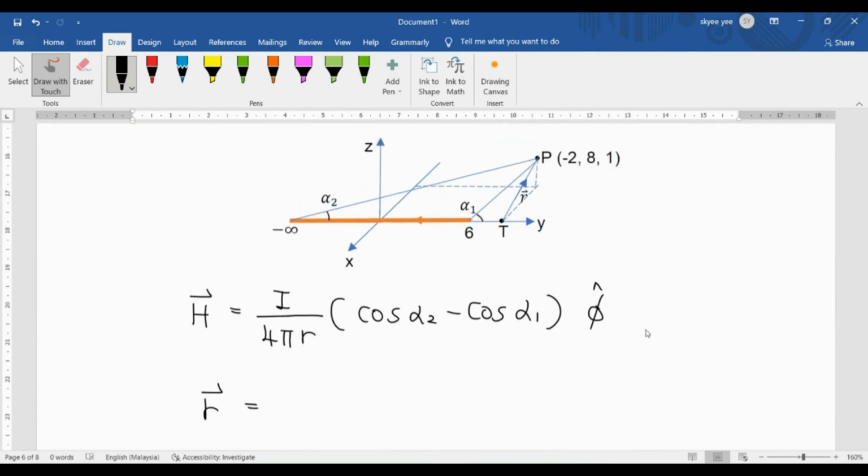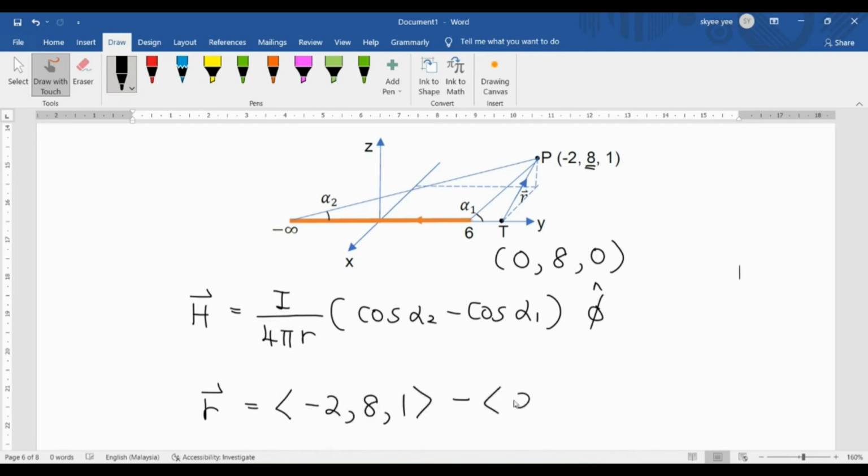Before we find the r, we need to know what is the t. The t is over here. The t will be along this y-axis, same like the current filaments. Your x is 0, y you don't know, and the z is also 0. For the y, you will be following the y over here, which is 8. So the r will be negative 2, 8, 1 minus 0, 8, 0.